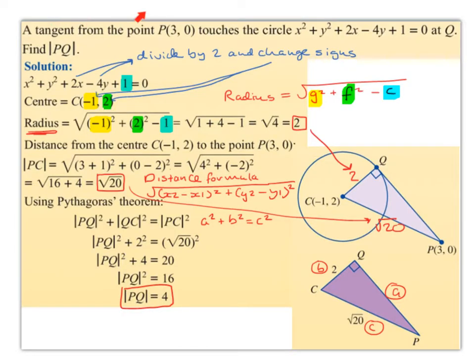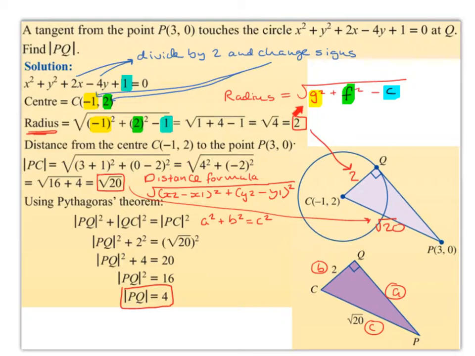A tangent from the point P (3, 0) touches the circle x squared plus y squared plus 2x minus 4y plus 1 equals 0 at Q. Find the distance of PQ. So here's our equation, x squared plus y squared plus 2x minus 4y plus 1 is equal to 0. We get the centre by dividing by 2 and changing the signs of the coefficient of x and the coefficient of y. So we get (minus 1, 2), so this is the centre.